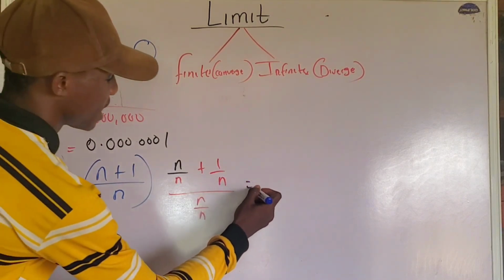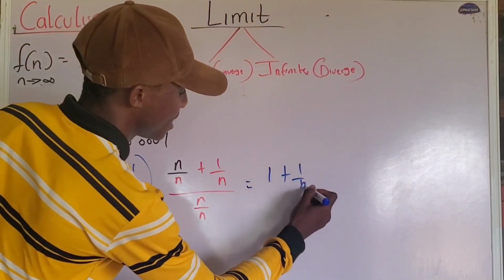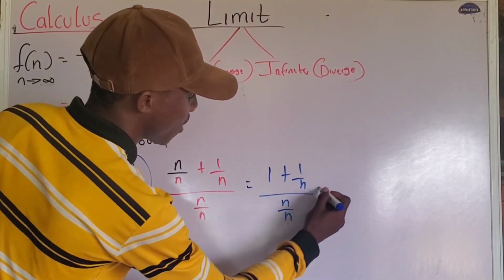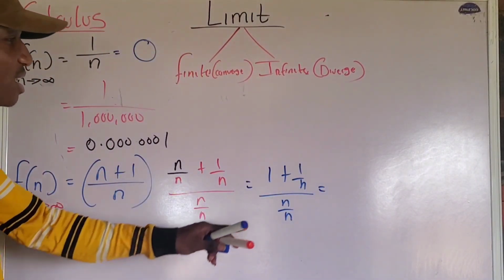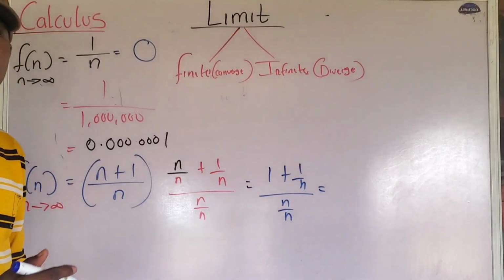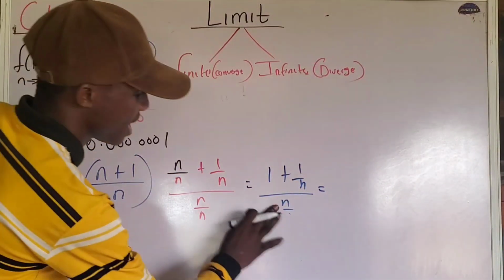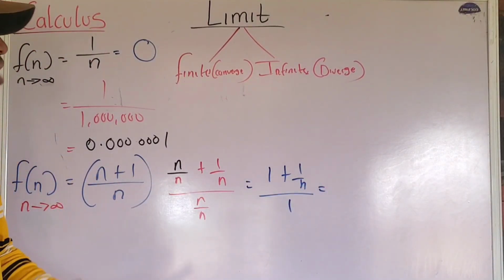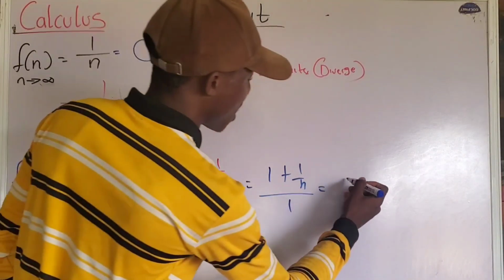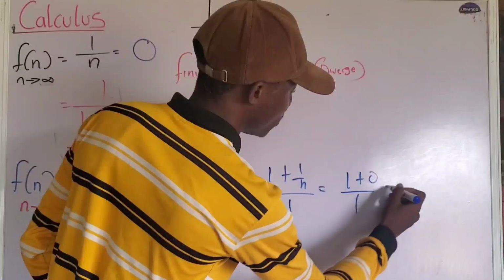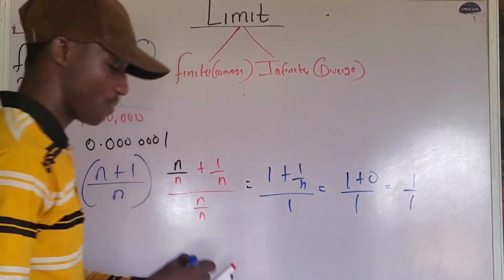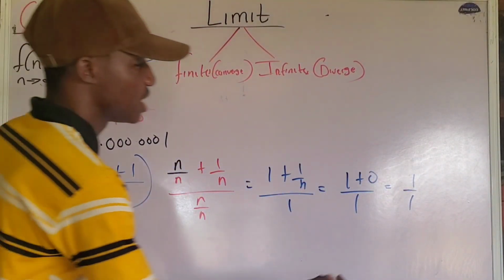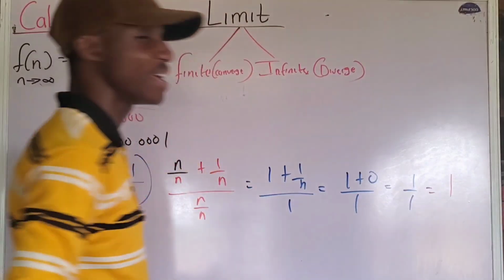So I'm going to have 1 plus 1 over n, all over n over n. From this we know that n over n is the same thing as 1, and if you take the limit of 1 over n, you're going to have 0. So I'm going to have 1 plus 0 all over 1, which is 1 over 1, and that is equivalent to 1.